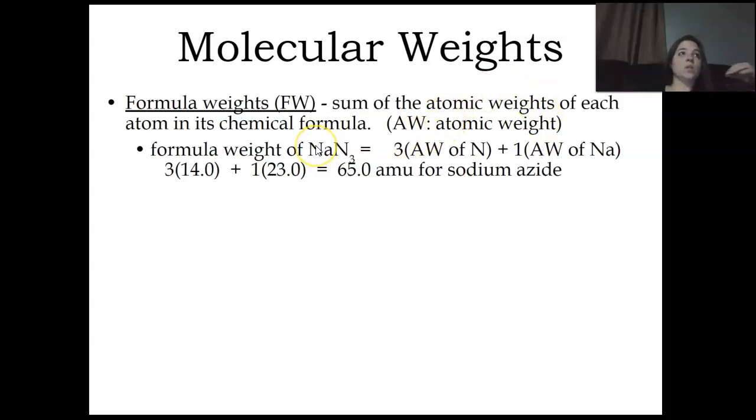So all you have to do is take the number of the elements and multiply it by the weight of the element. For instance, nitrogen has a weight of 14, according to your reference table. So you're going to do 3, because there's 3 nitrogens here, so 3 times 14. We have 1 sodium, so 1 times 23. You add them all up, and it gives you 65 AMU for a sodium azide or a sodium nitride.